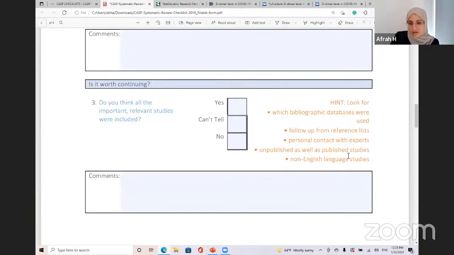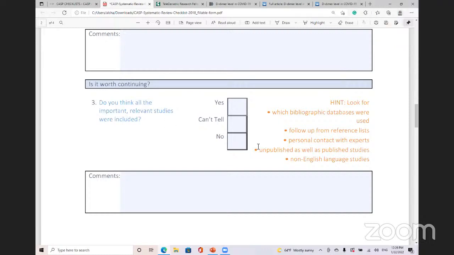What else? So I think in this question, we cannot tell they include all relevant studies because they include only the English written articles, published articles. What do you think? For this, yeah, or we can say no because they don't include the non-English papers. And also they didn't tell about the reference list or follow up. Yeah, they didn't include follow up from reference list. Yeah, you're right.